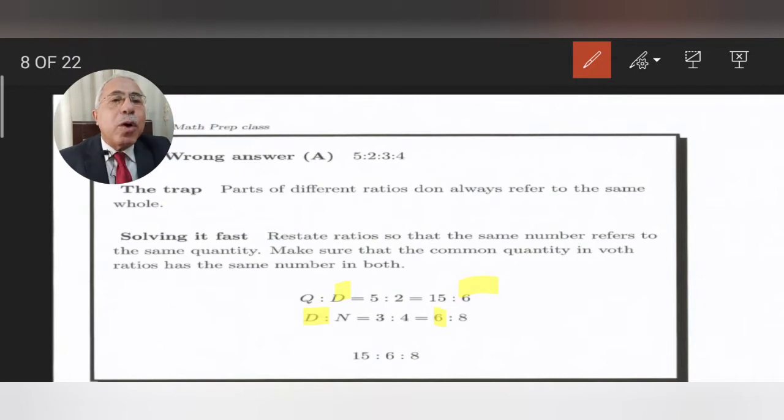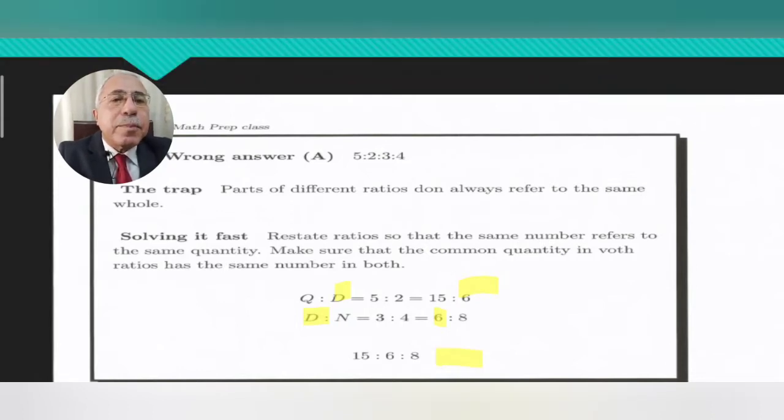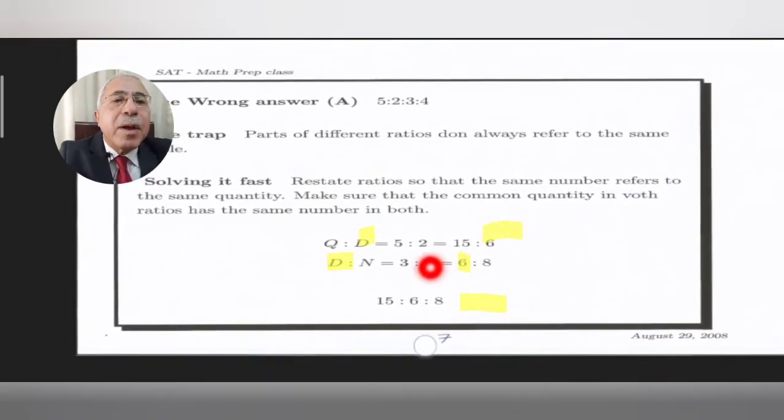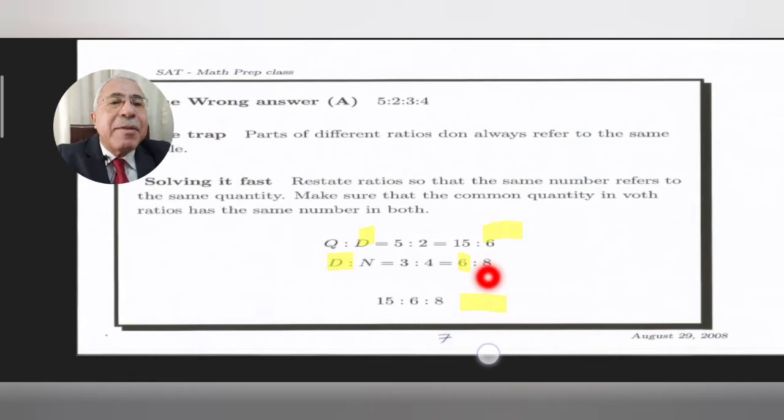So to make 2 into 6, I multiply it by 3. So I have to multiply 5 by 3, equal 15. Good. The same thing: 3 became 6, I multiplied by 2. That means I have to multiply this 4 by 2. It gives me 8. That means Q to D will give me 15 to 6, and Q to N will give me 6 to 8.